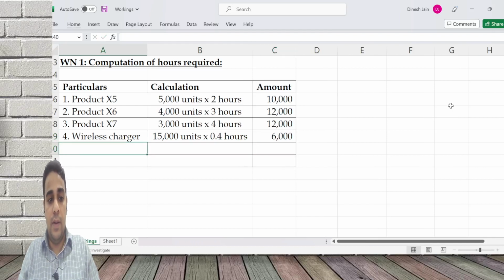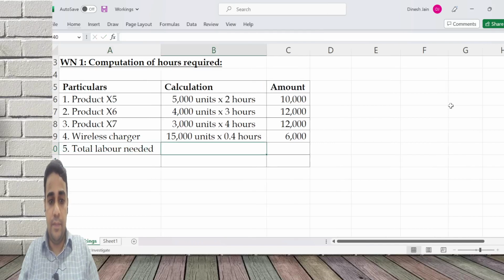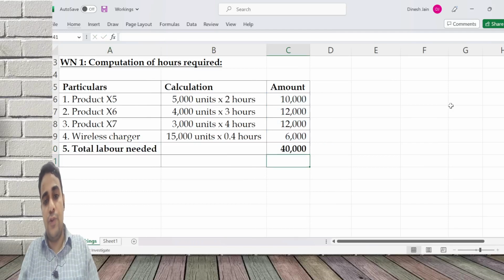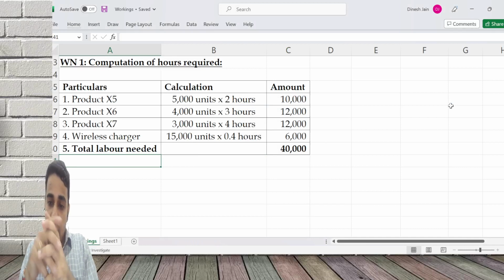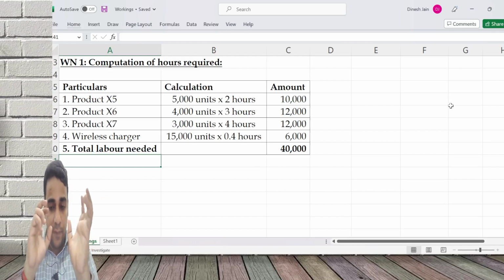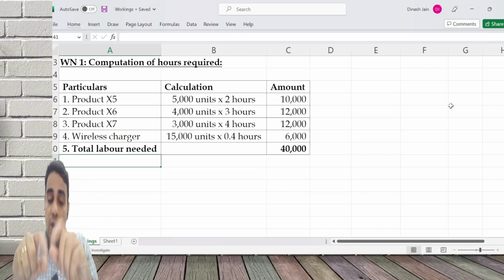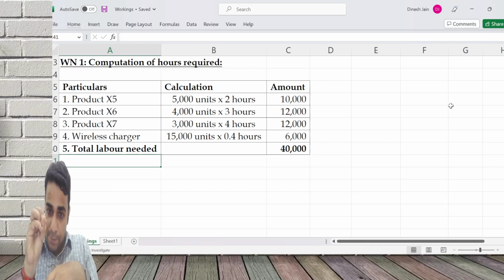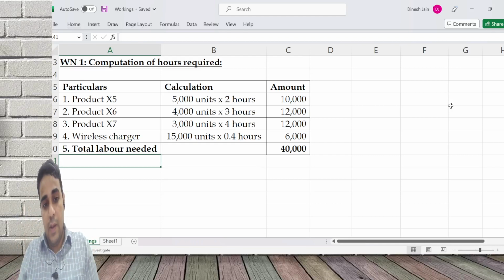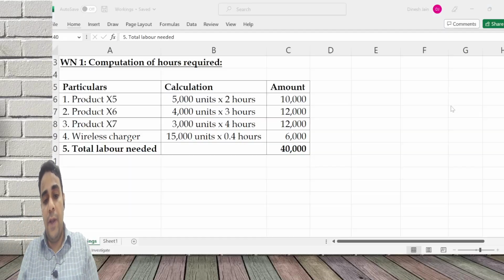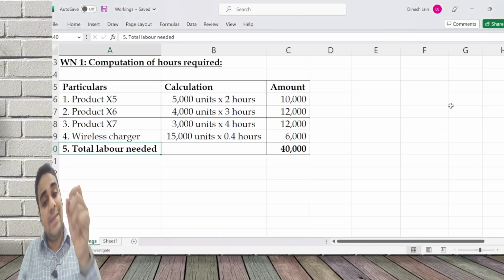All put together, total labor needed is 40,000 hours. In this, there is normal time of 35,000 hours, which you pay at 500 rupees. The balance 5,000 hours is overtime, for which you'll have to pay double the normal rate. So for the first 35,000 hours you'll pay normal rate, and for the extra 5,000 you'll pay double the normal rate.